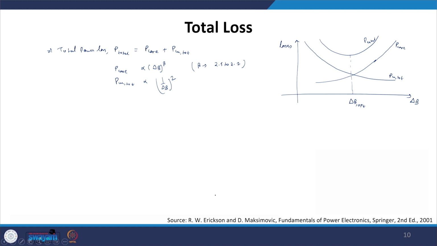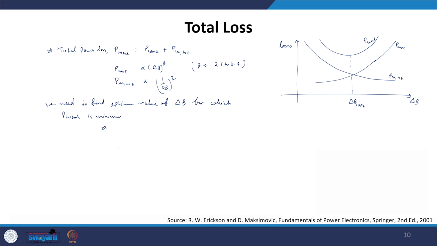So what we see is, when we increase delta B, our core losses increase while our copper losses reduce. However, there is an optimum value of delta B for which the total loss, combining the core loss and the winding copper loss, is the minimum value, and that is what one needs to find. So we need to find the optimum value of delta B for which our P total is minimum.